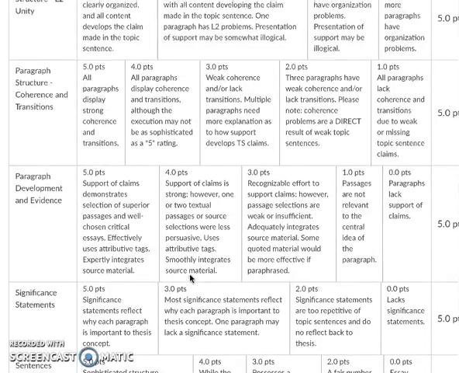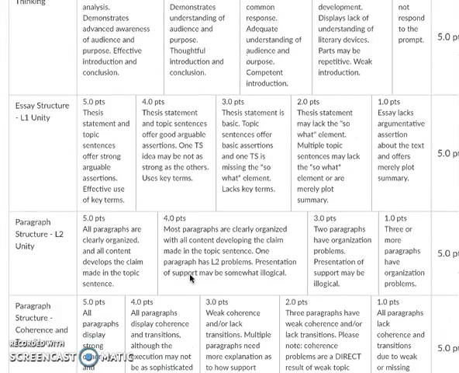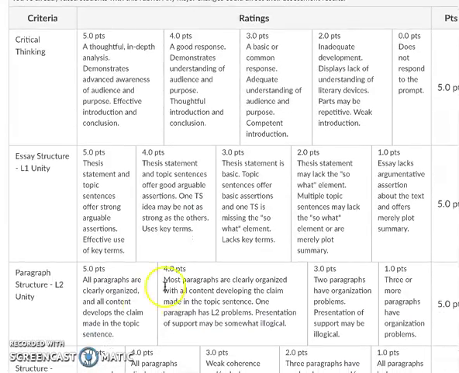Okay, so hopefully that gives you a little bit more understanding of what's going on with the rubric and what it is that you would need to do to revise your essay should you choose to do so. As always, email me if you have questions.